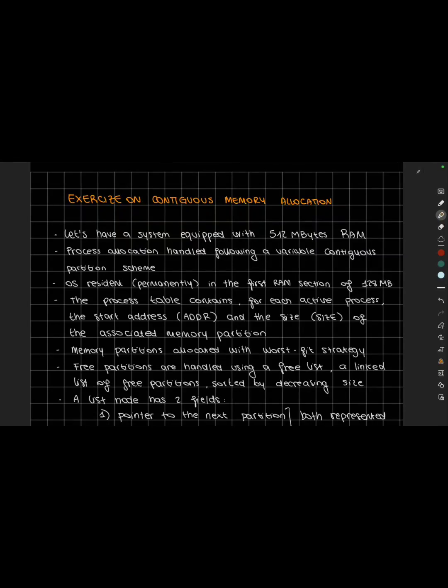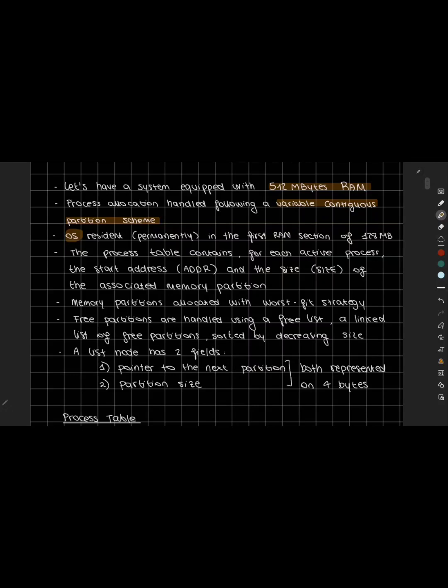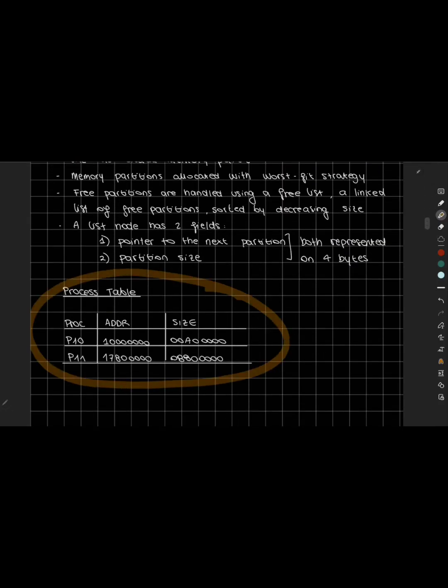Hello everyone, in this video I would like to do with you an exercise on contiguous memory allocation. Let's suppose we have a system equipped with 512 megabytes of RAM where process allocation is handled following a variable contiguous partition scheme. And we need to know that the OS is resident permanently in the first RAM section of 128 megabytes.